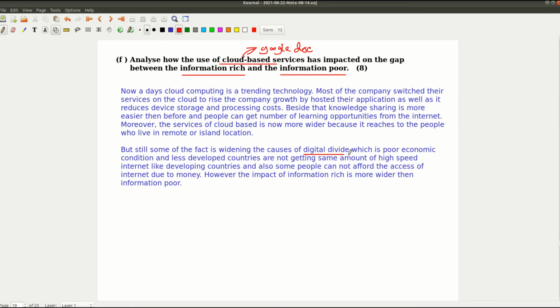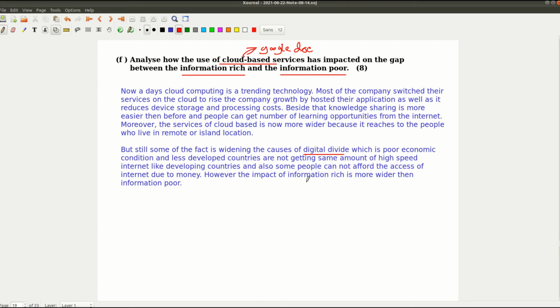Widening the causes of digital divide means it increases the causes of digital divide, which are poor economic conditions, and less developed countries not getting the same amount of high speed internet as developing countries. Also some people cannot afford internet access or laptop devices due to money. However, at last you have to put a conclusion, right?